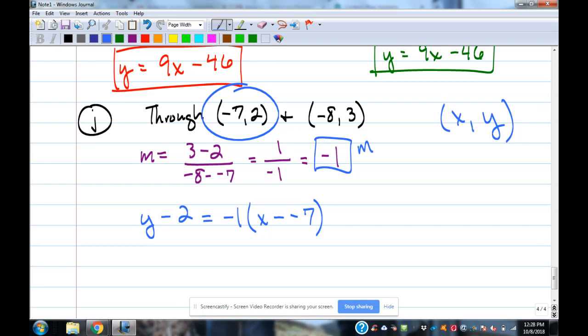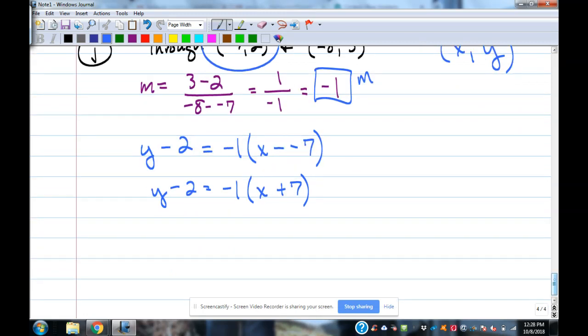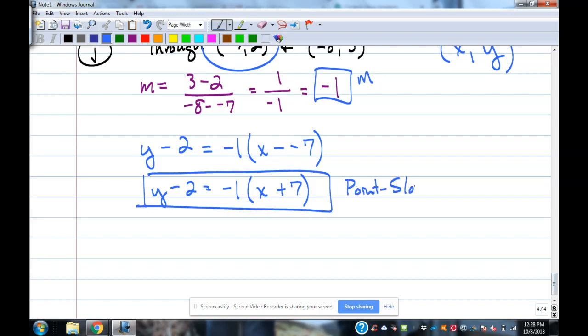Can that be cleaned up? Where? That double negative on the 7 right there, right? So always want to clean it up before you move on, okay? So we got y minus 2 equals negative 1, parentheses, x plus 7. Point slope form. So you know that that's point slope right there. Let's get that in slope-intercept form.